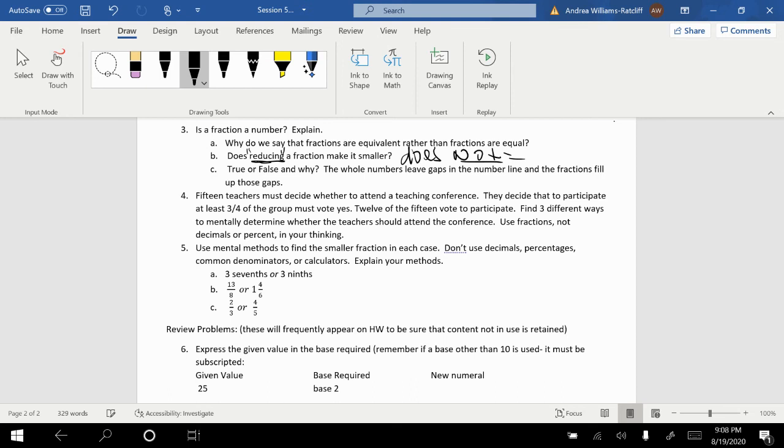So this question, I could see why someone might make an answer for both. True or false? Yes, fractions help fill up that gap, but remember, we also have numbers that are irrational, and those numbers cannot be written as fractions.